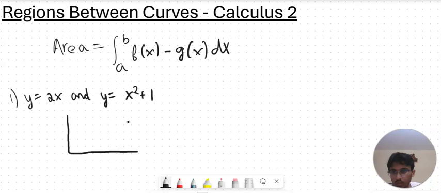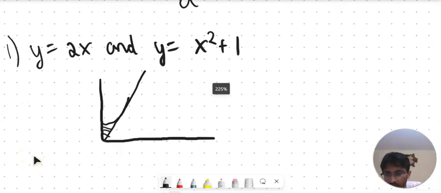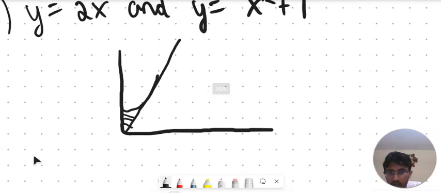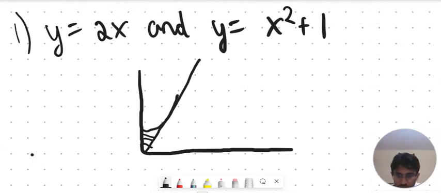Okay, so let's draw y equals 2x. As we know, y equals 2x is going to be a slanted linear line. Now if we talk about y equals x squared plus 1, that's going to be quadratic, right? It's the quadratic function moved up 1. So it's going to touch the linear function. And what the question is trying to make us find is this shaded area over here, the area of that tiny region.